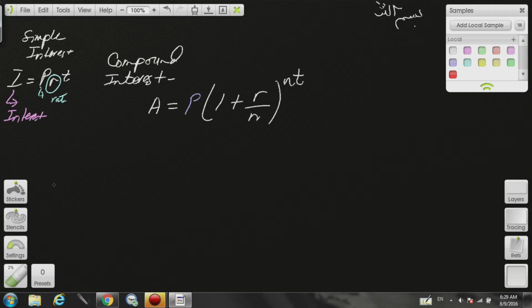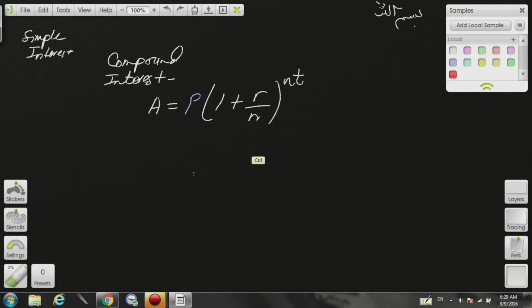In other words, if somebody puts $100 in the bank, and after 1 year the interest rate is 12%, the interest collected will be 100 times the rate, which is 0.12, times the time, which is 1 year. Follow? That's the interest collected. It would be $12. That's the simple interest formula.